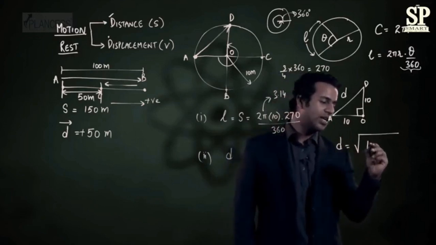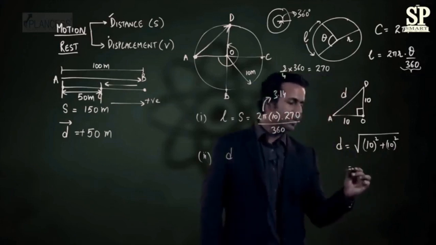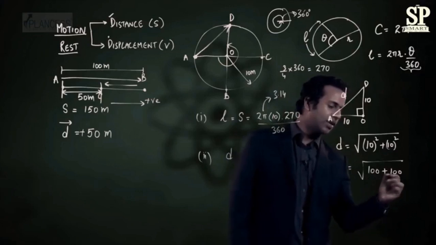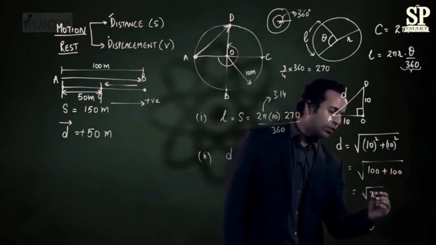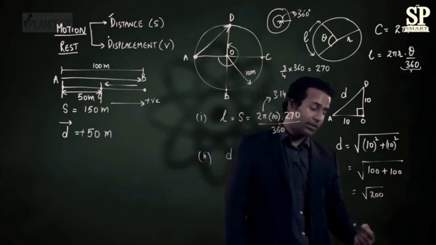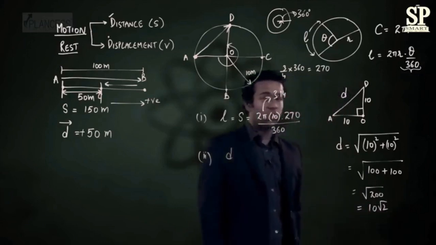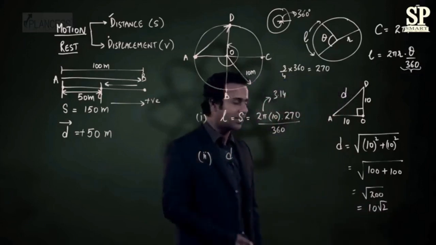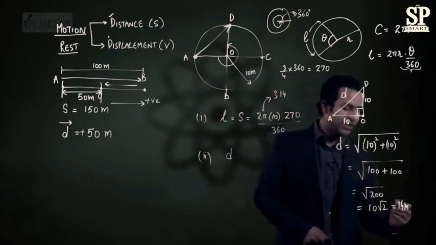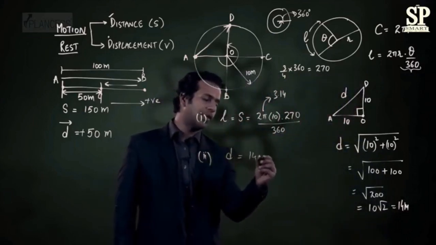So we get d is under root of 10 square plus 10 square. The square of 10 you know is 100, so this becomes 100 plus 100, which is basically square root of 200. Now you can write that as 2 into 100. 100 can be taken out of the root, so you get 10 into root 2. Root 2 we have already discussed has a value 1.4, so this becomes 14 meters. So the displacement is equal to 14 meters.